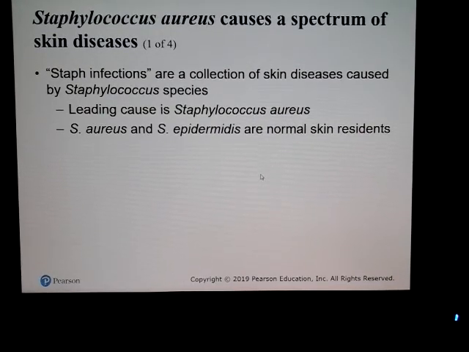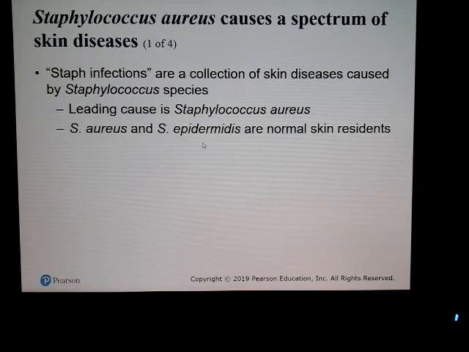Staph aureus causes a lot of different types, guys, of skin infections, and we just call them skin diseases caused by Staphylococcus. The number one cause of staph infections is Staph aureus. However, sometimes, if a person is immunocompromised, you will see a Staph epidermidis skin infection.